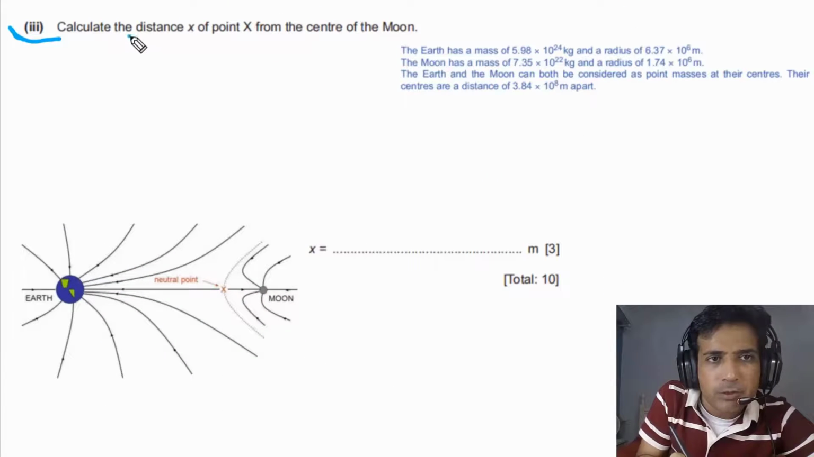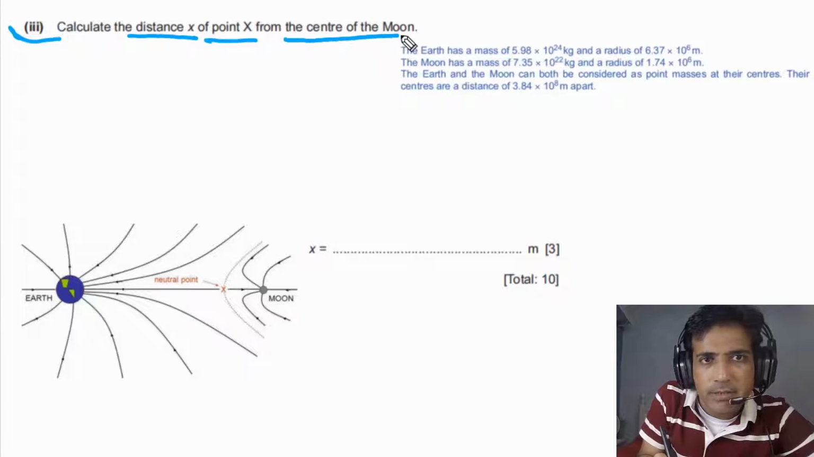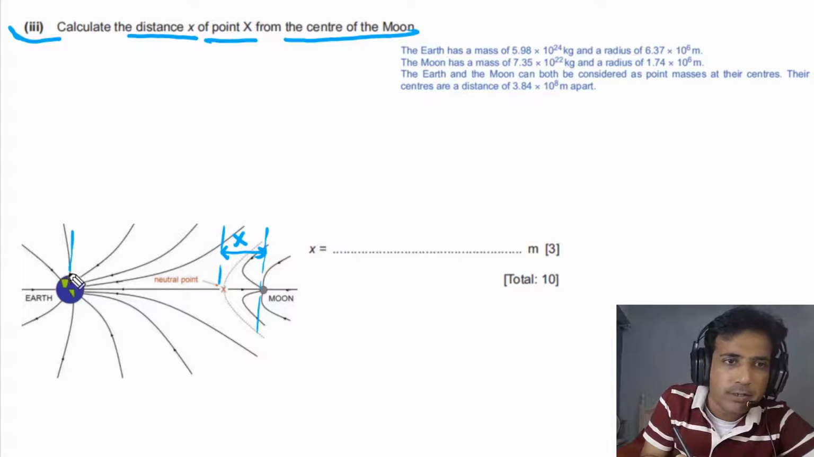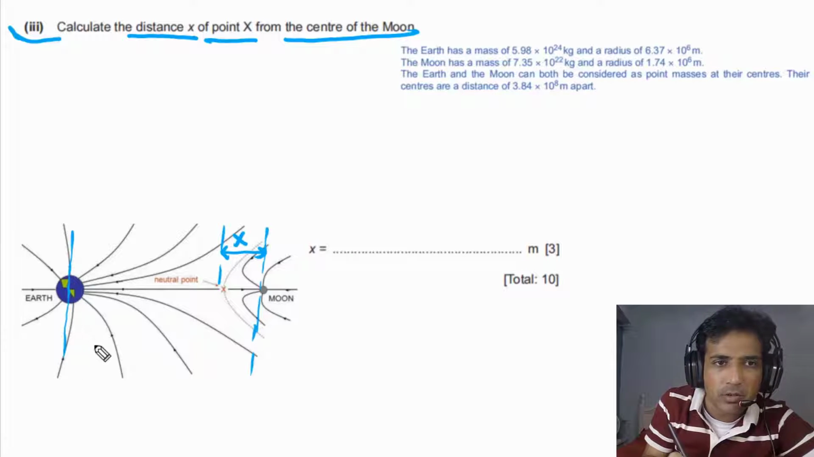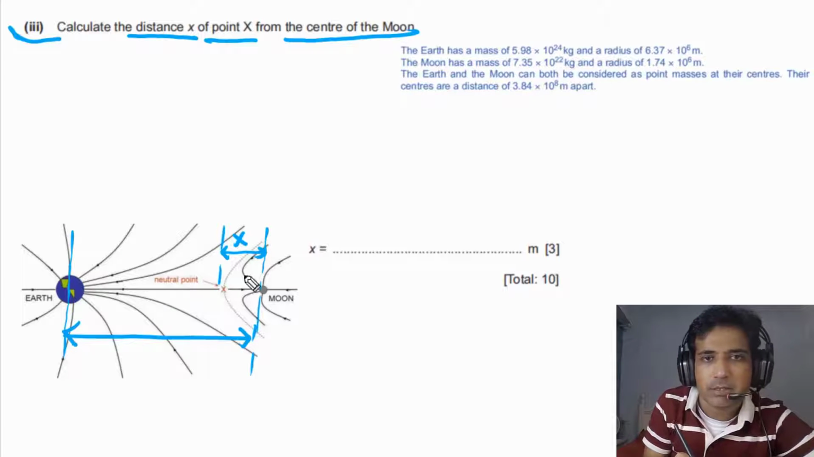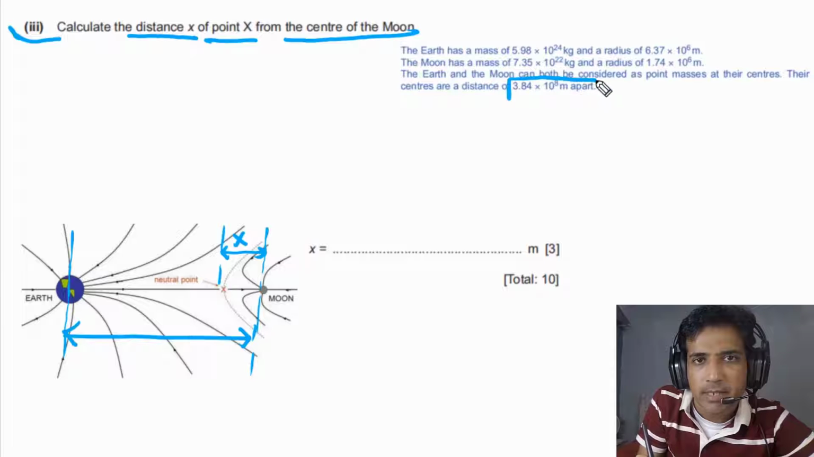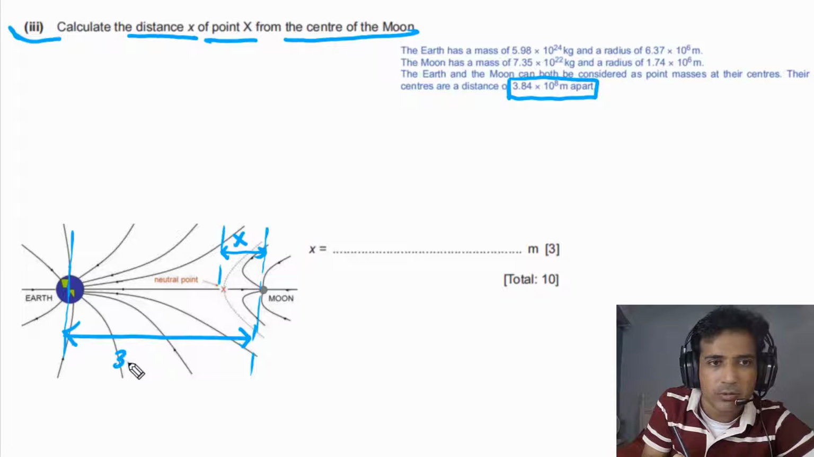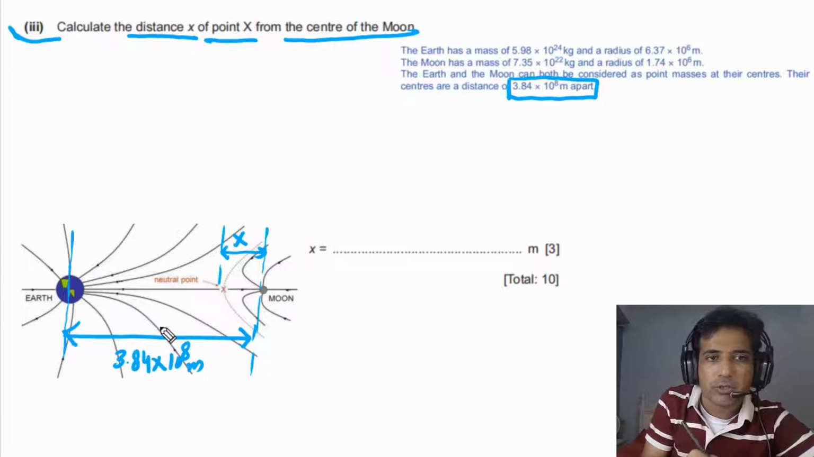For the last part, we need to calculate the distance small x of point capital X from the center of the moon. It simply means that we need to calculate this value of distance. It means we need to find out the value of x. But for this question, the distance between centers of moon and Earth is given to us. So simply we can write down this distance. The value of this distance is given, that is equal to 3.84, so we can say this distance is equal to 3.84 times 10 to the 8 meters. So this is the total distance.